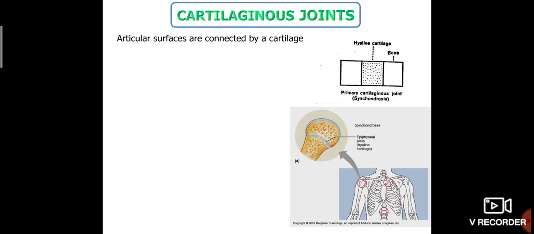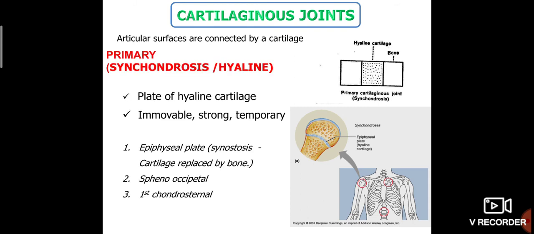Then cartilaginous joint. Here the articular surfaces are connected by a cartilage. A cartilaginous joint can be a primary cartilaginous joint or a secondary cartilaginous joint. This naming is due to the type of cartilage present in the joint. We know we have three different types of cartilage.